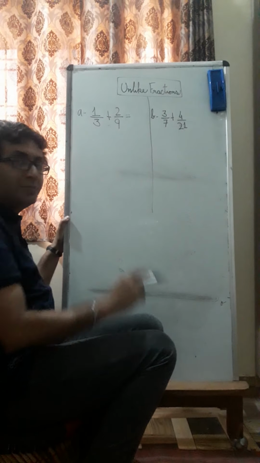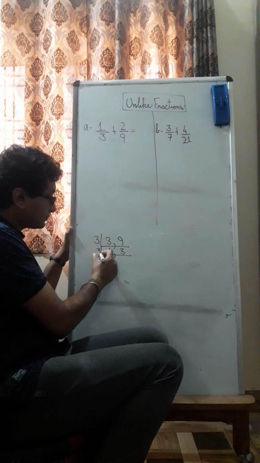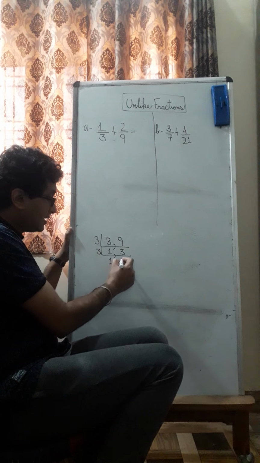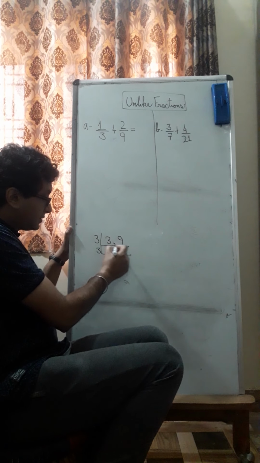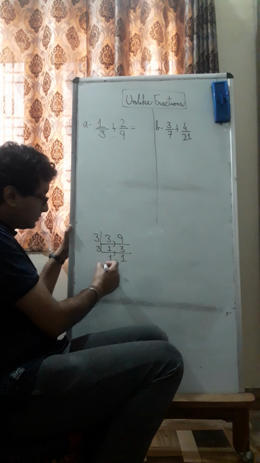One by 3 plus 2 by 9. So you see 3 and 9 are not equal. So what should I do? I should first try to find the LCM of 3 and 9. So I will use the common division method. Take the prime factor. 3 1s are 3. 3 3s are 9. 3 1s are 3. Right? So 3 1s are 3 and this one comes down.